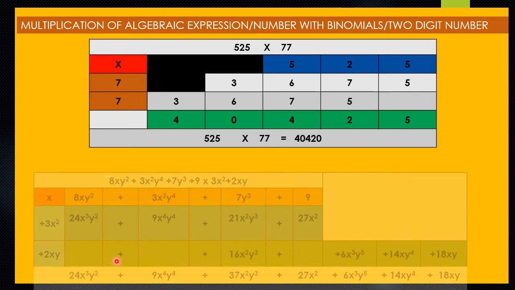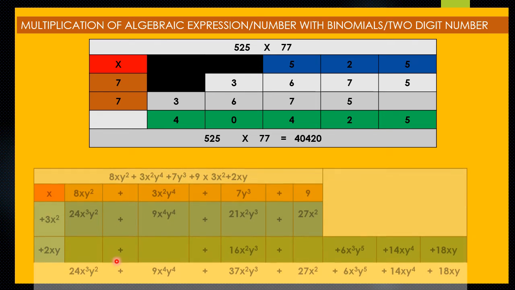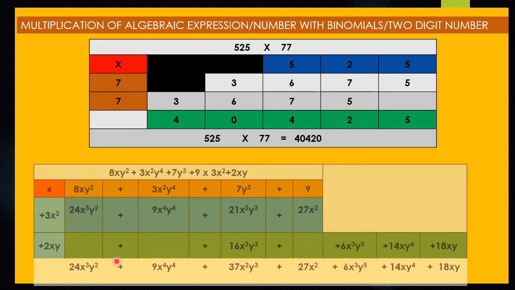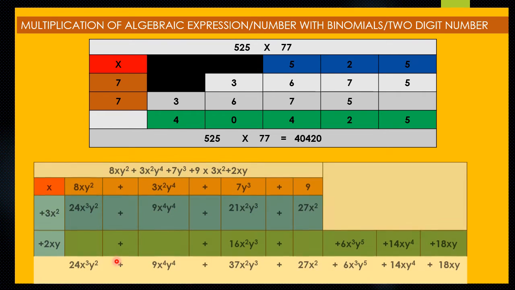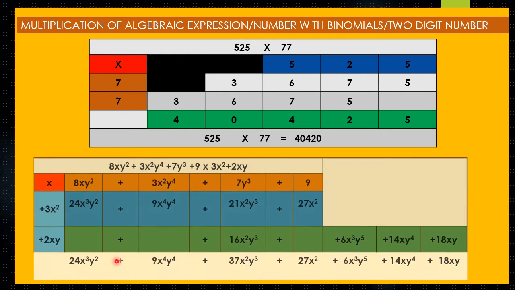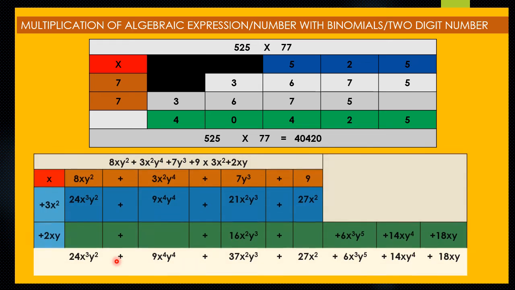Here the algebraic expression is 8xy square plus 3x square y4 plus 7y cube plus 9. We have to multiply this with this binomial. The binomial is 3x square plus 2xy. So I have put this algebraic expression in the row, and I have put this binomial in the column. One term in one cell and the second term in the second cell.